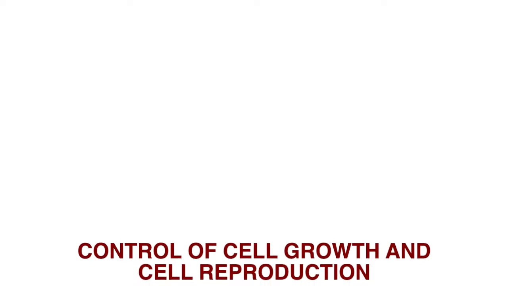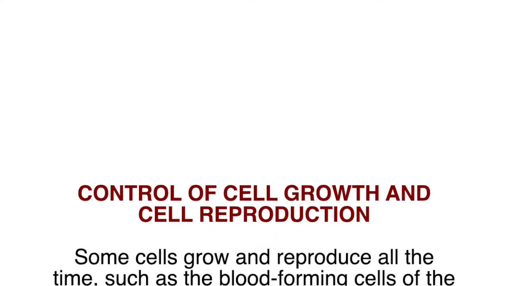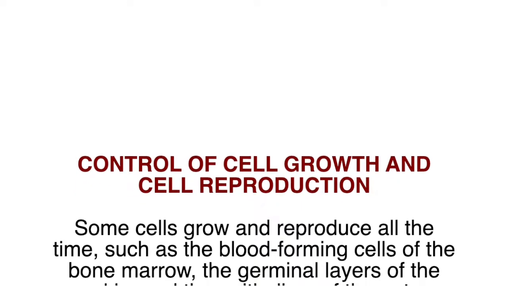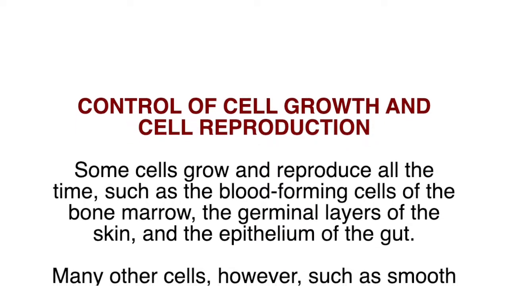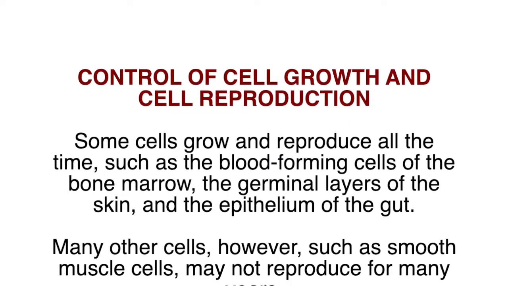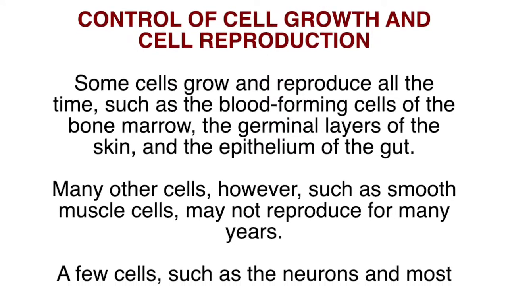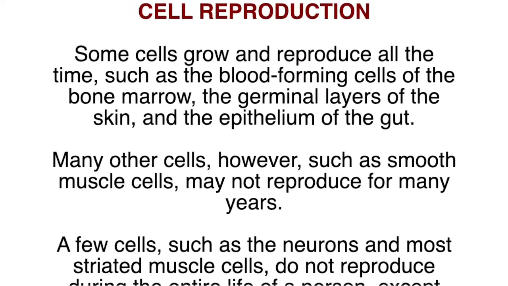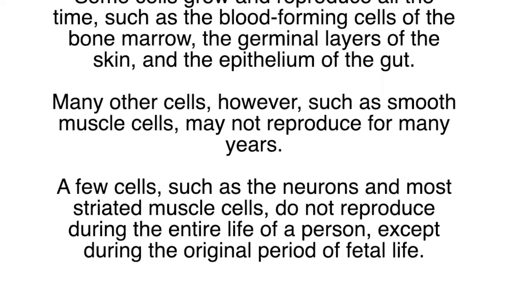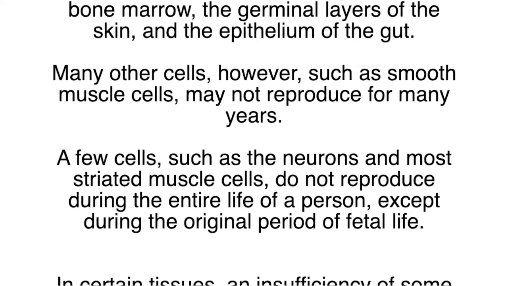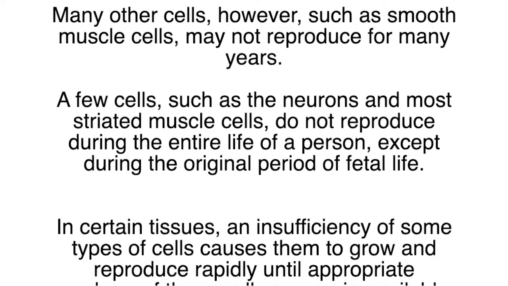Control of cell growth and cell reproduction. Some cells grow and reproduce all the time, such as the blood forming cells of the bone marrow, the germinal layers of the skin, and the epithelium of the gut. Many other cells, however, such as smooth muscle cells, may not reproduce for many years. A few cells, such as the neurons and most striated muscle cells, do not reproduce during the entire life of a person except during the original period of fetal life.